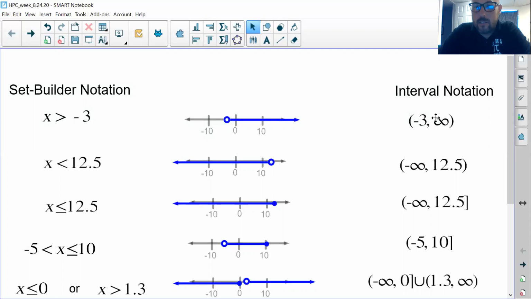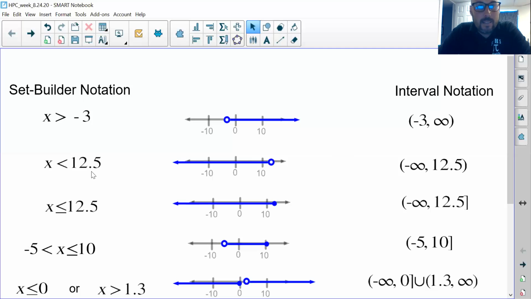And here's how we express it in interval notation. From -3 to infinity, parentheses around both. When you have parentheses, you're not including that value. It's just all the way up to -3. And with infinity, you never include, it's always parentheses, it's never a bracket.